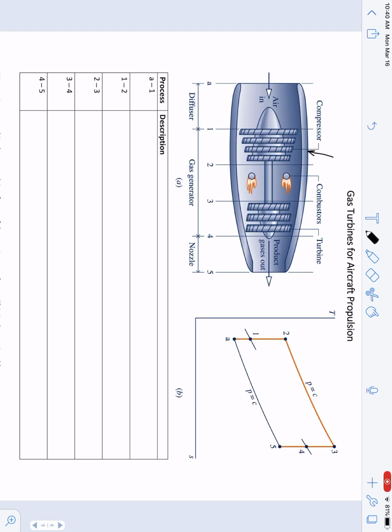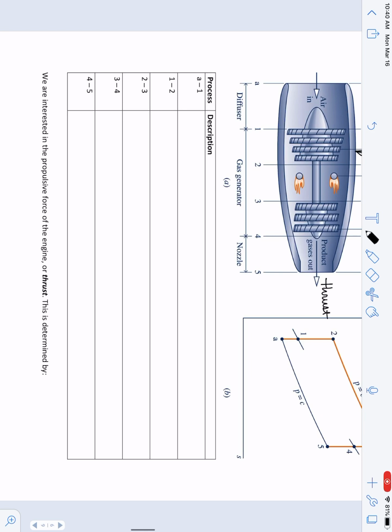Now, what you'd see for aircraft propulsion, however, is that the product, the gases out, is going to contribute to thrust. And that's an additional concern that we're not going to deal with. Again, I've said before that for aircraft propulsion, for jet turbines, there's a lot of fluids that go into that, and so we're not really going to go into that. But I wanted to point out what these processes are.